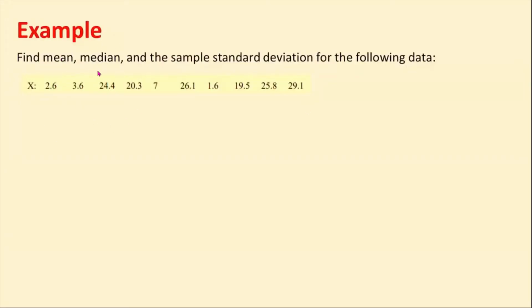Example: find the mean, median, and sample standard deviation for the following data. So here we have the data value. So this is the individual data set without frequency. This is not grouped. And we are asked to find the mean, median, and the sample standard deviation. So we are looking for 3 things. The first is mean, second is median, and the third one is standard deviation. I'm going to show you how to do this one using TI-84 calculator.